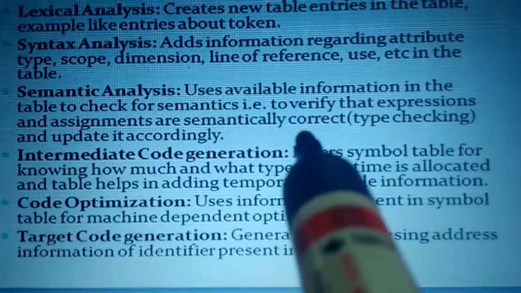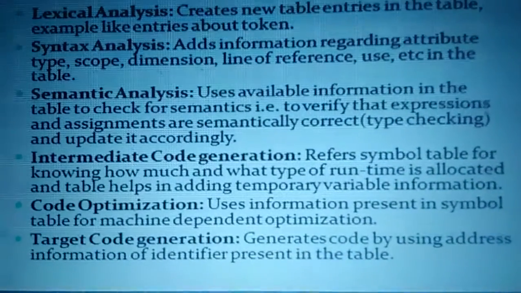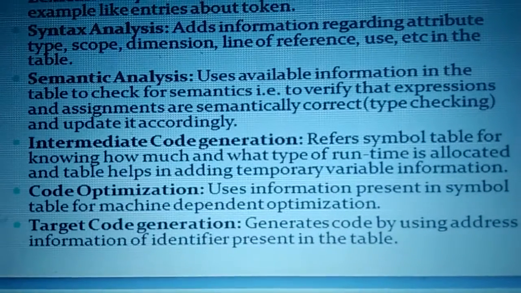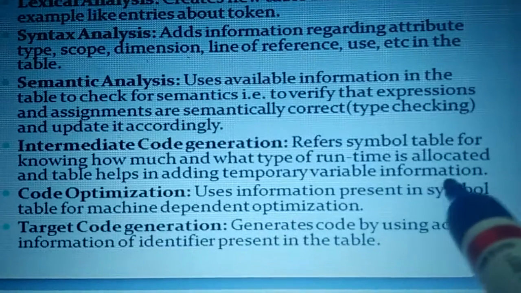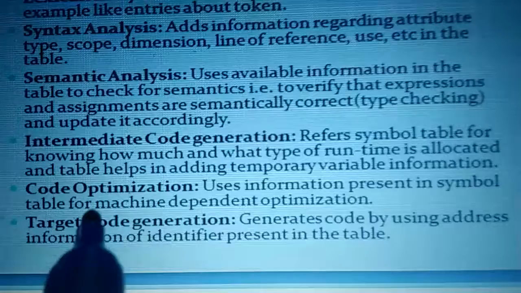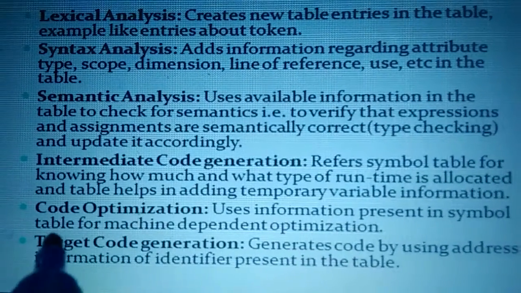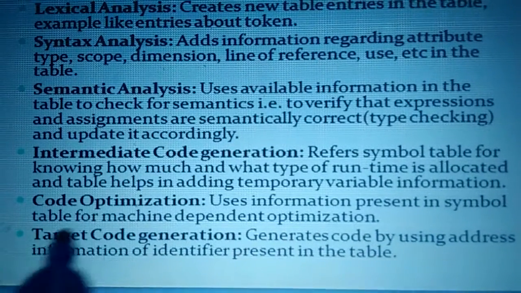Intermediate code refers to the symbol table for knowing how much and what type of runtime is allocated, and the table helps in adding the temporary variable information. Code optimization uses the information represented in the symbol table for machine dependent optimization. I hope you have understood here.